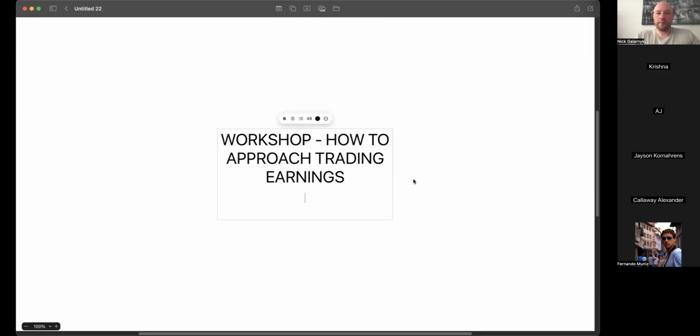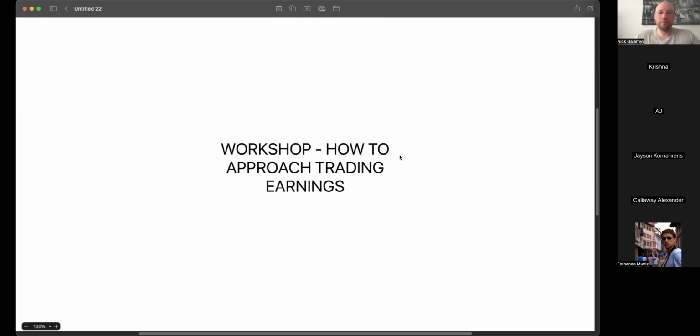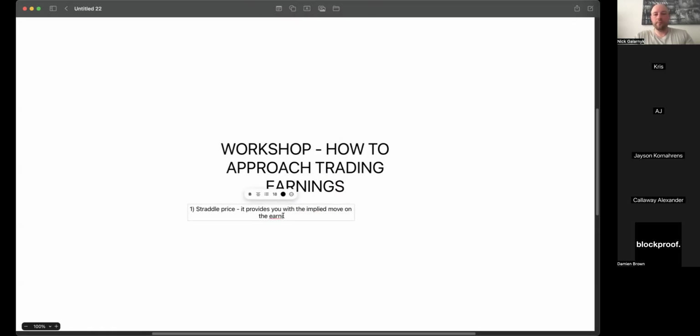So the first thing that I typically want to look at is the straddle price on a given asset, right? So number one, straddle price. And why? Because it provides you with the implied move on the earnings report. This tells you how much the market expects a given asset to move by a given expiration date.